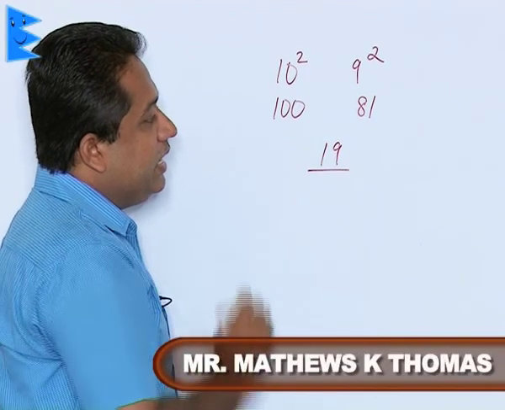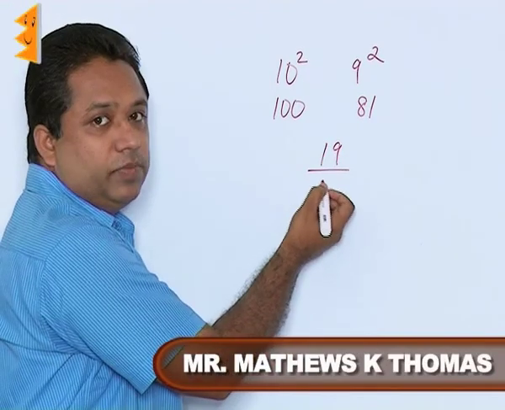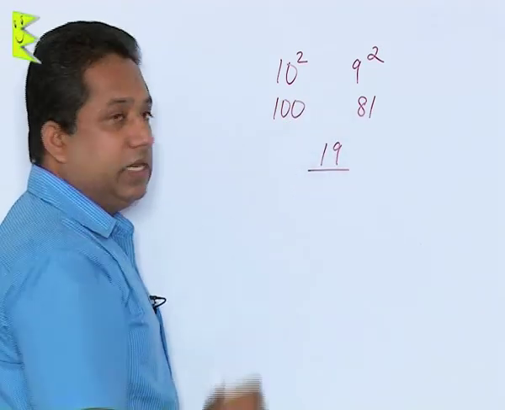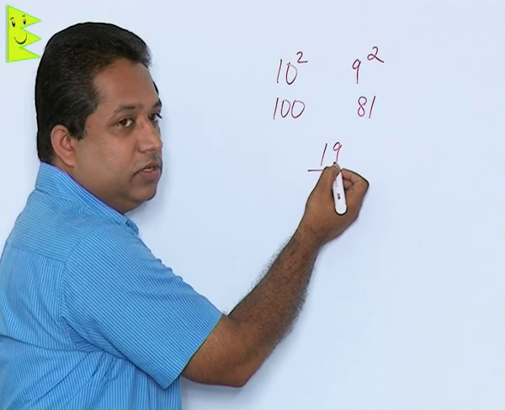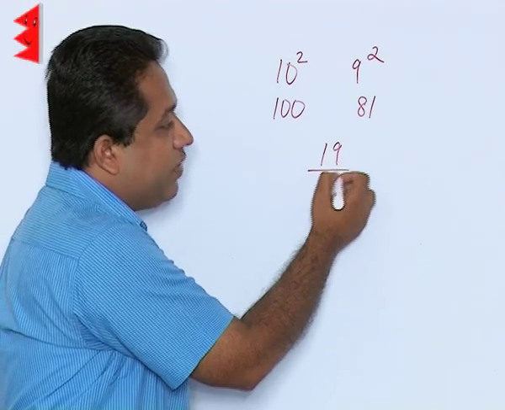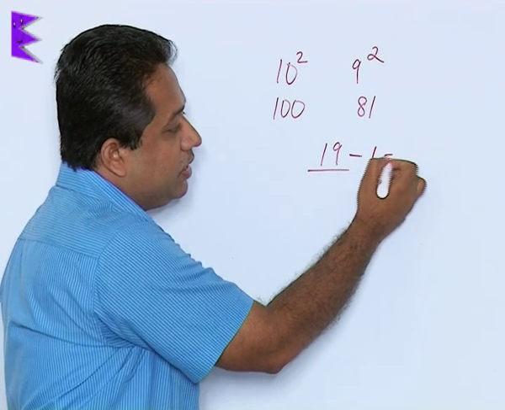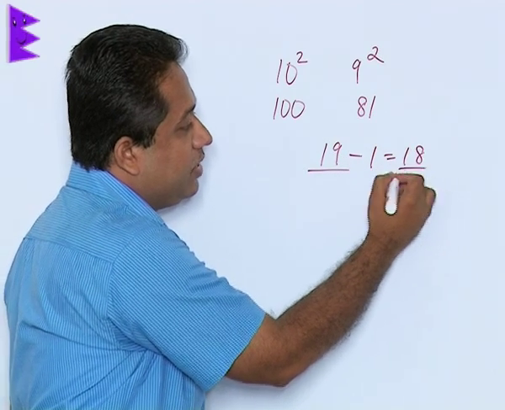Now, this 19 is actually not the answer, because if I count from 82 up to 99, it will be 1 less than this. So, if I want to find out the answer, 19 minus 1 is equal to 18 will give me the final result.